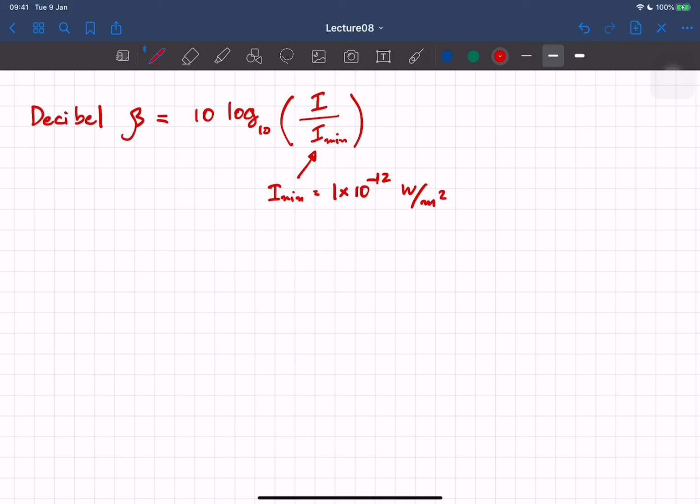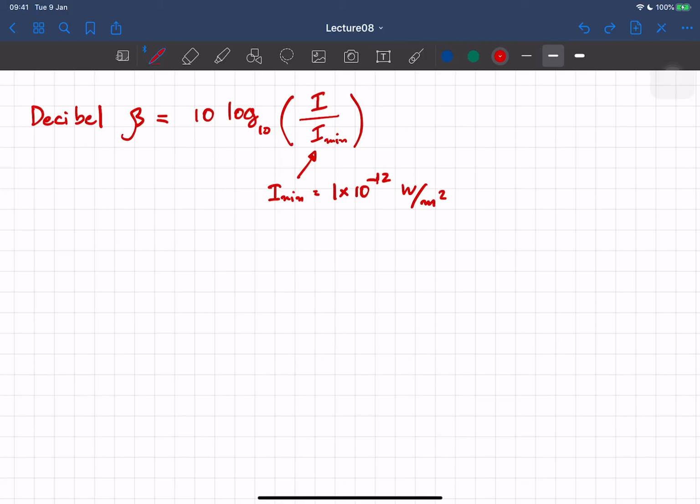Because of the presence of the log, you don't need to deal with this 10 to the negative 12, or 10 to the whatever, right? Because when you take the log, you only care about that number. And the decibel number is a lot more convenient to deal with, at least from an engineering point of view, because it's just a number which is short, concise, and describes everything that you want.